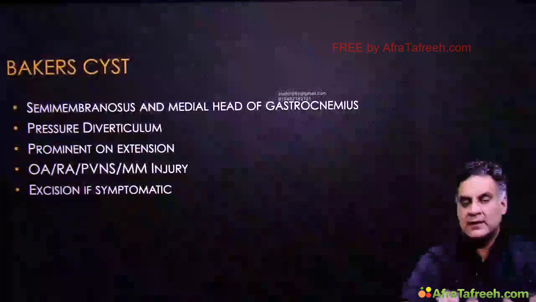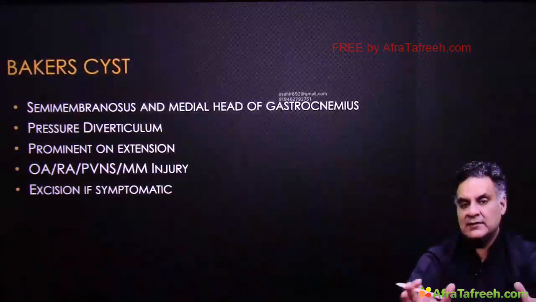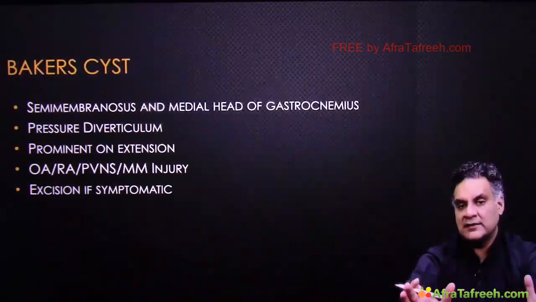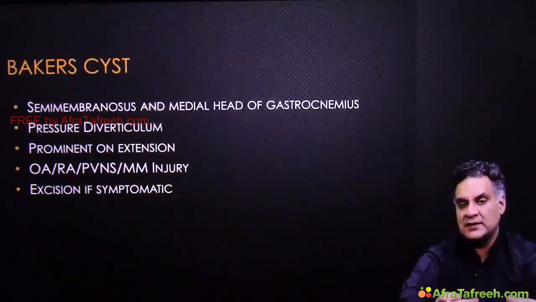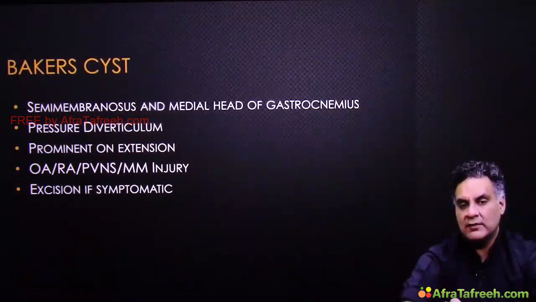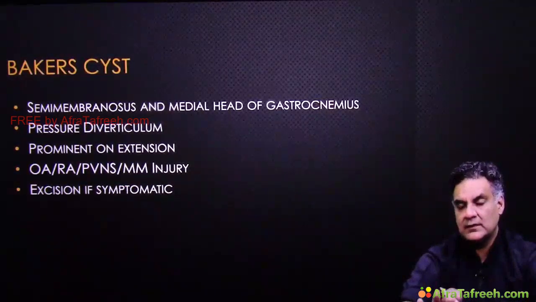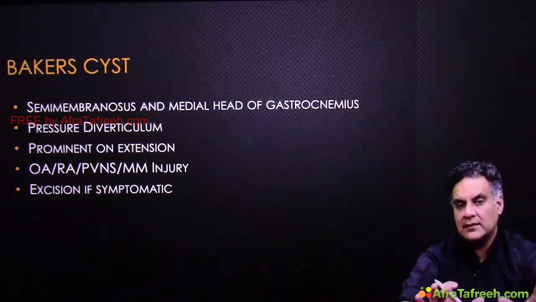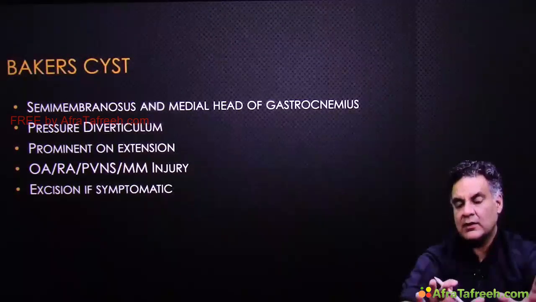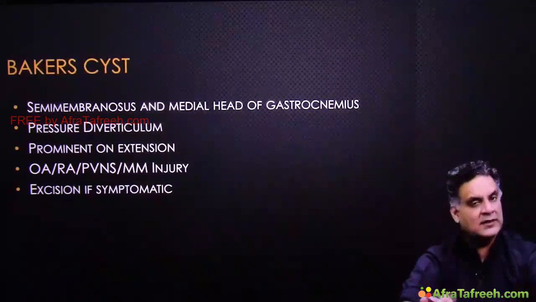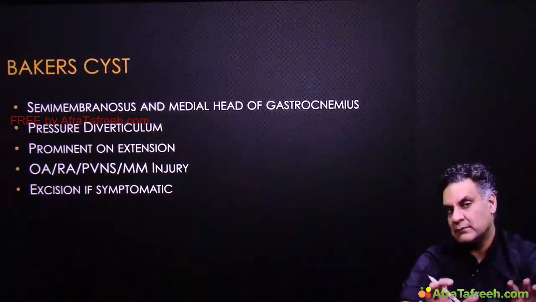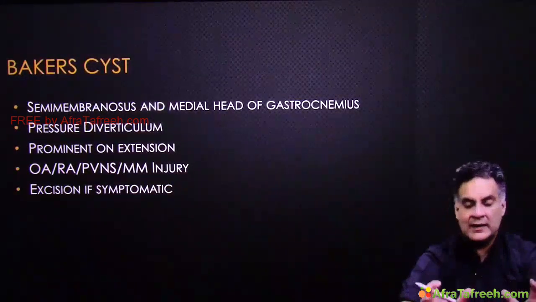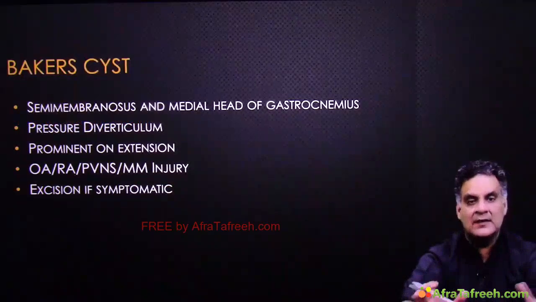Plan A. Similarly, a cystic swelling around the knee between the semimembranosus and the medial head of gastrocnemius is called a Baker's cyst. It occurs due to a high pressure situation in the knee. It can be because of osteoarthritis, rheumatoid arthritis, medial meniscus injury, or pigmented villonodular synovitis. Usually they are asymptomatic, and can be excised if symptomatic. They become more prominent on extension and on flexion. As the knee capacity increases, they disappear.